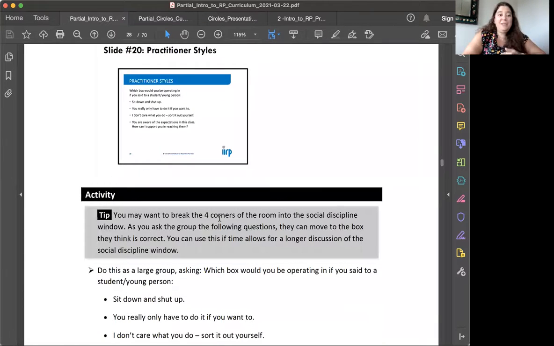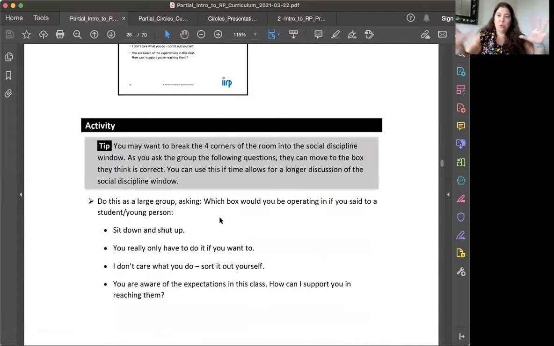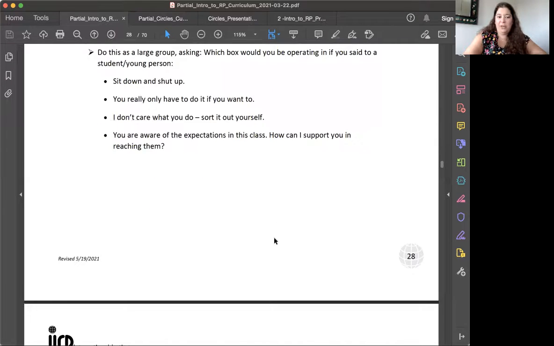And then once we're done with this, we get into a bit of the practitioner styles, right? So you can do this again as 4 corners of the room. If you're online, you can do a poll or you can do annotations. But these are just some quick examples, and you could change these, of course. But what window would you be in if someone said, sit down and shut up? Everyone will hopefully go to the 2 box. And again, just use these as a quick energizer.